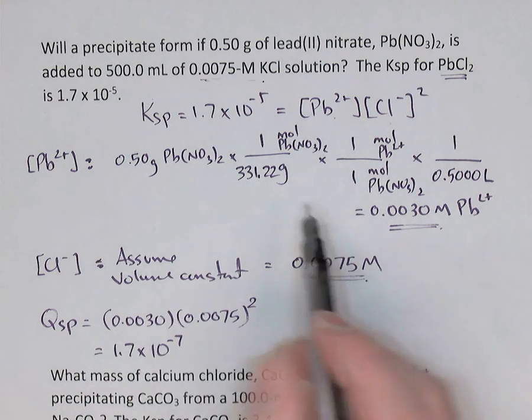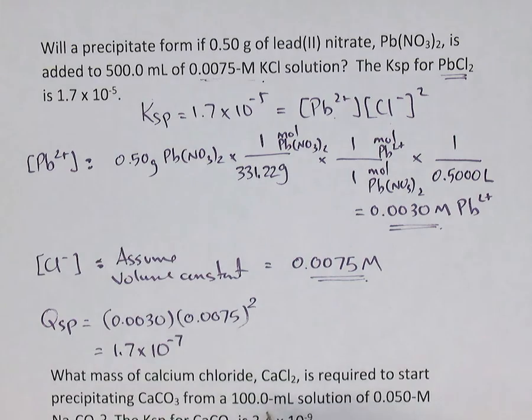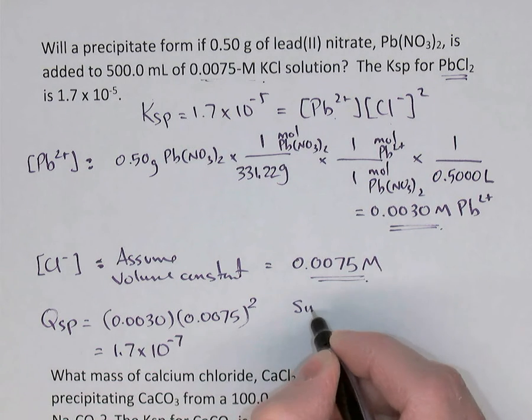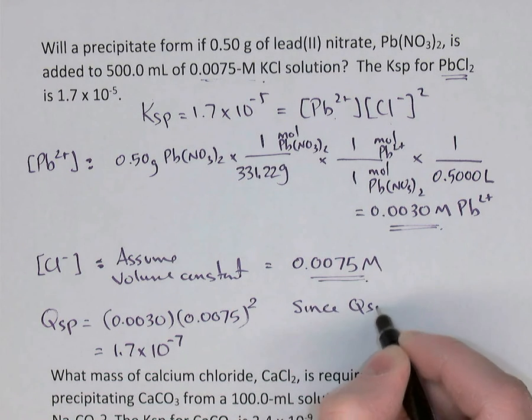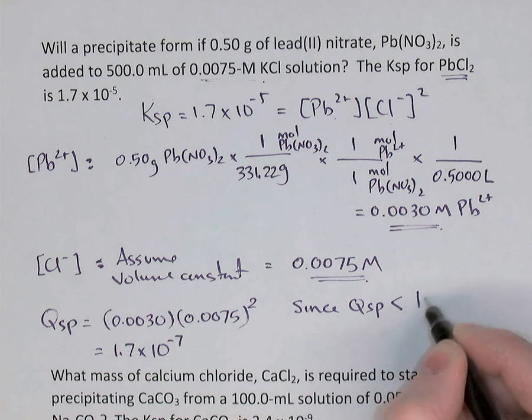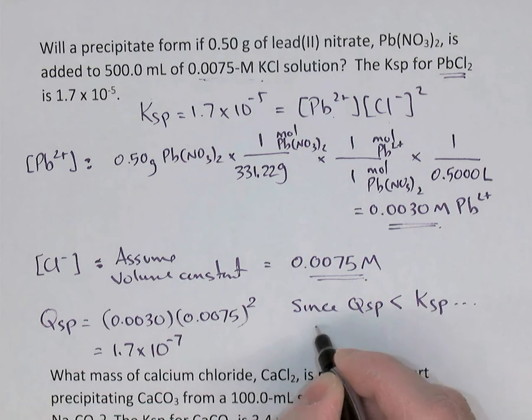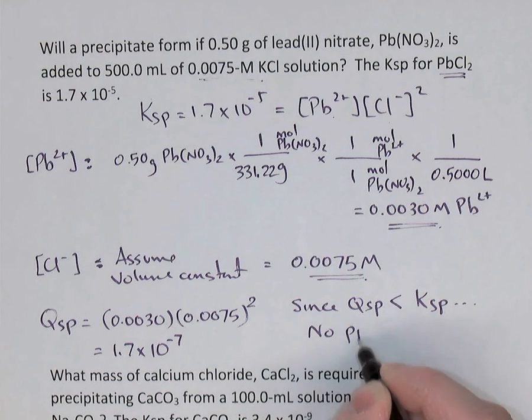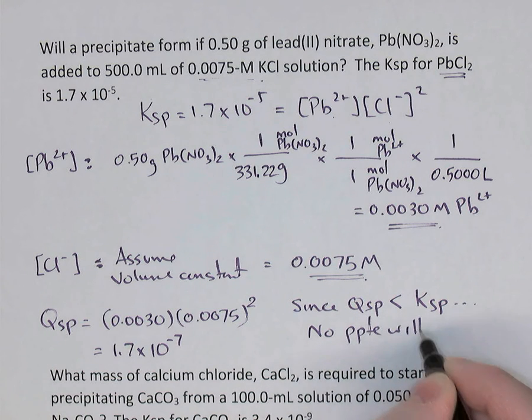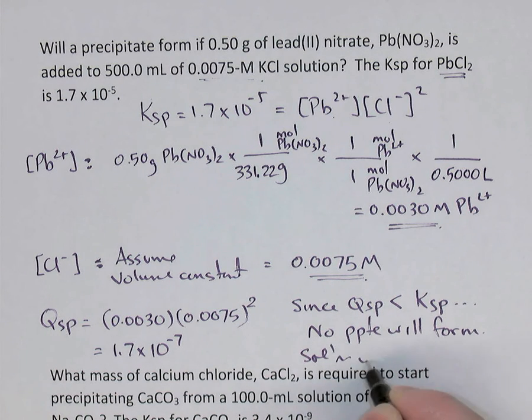And so if we look at the Ksp, it was 10 to the minus 5. So we can say here, since the Qsp is less than the Ksp, no precipitate will form. The solution is not saturated.